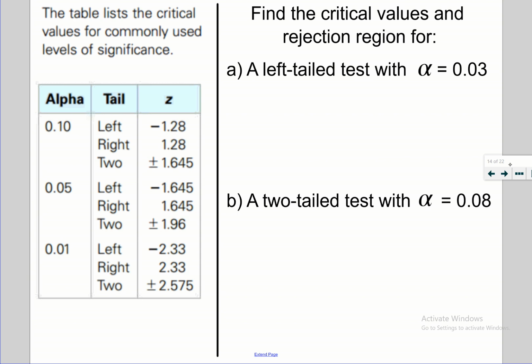And then on the right side of the slide in a second, we'll talk about what to do if our value is not on there, if we have a different alpha that we're looking at for the problem.